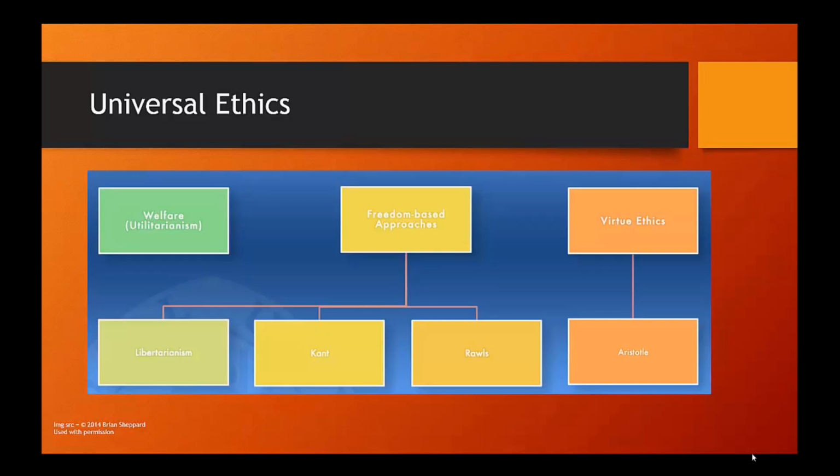And I think they're really helpful. They track a lot of what's in our textbook in our chapter, but they apply it also to some other thinkers and concepts of justice. So you'll notice we have here three categories: welfare, utilitarianism, freedom-based approaches, and virtue ethics. So let's talk about these freedom-based approaches first.